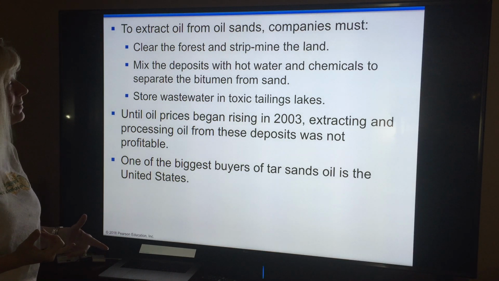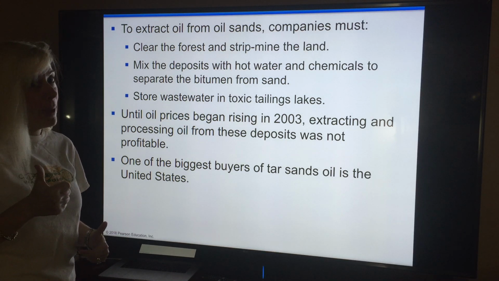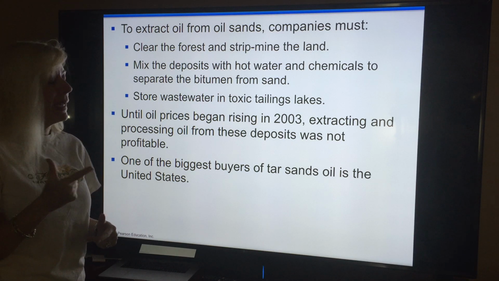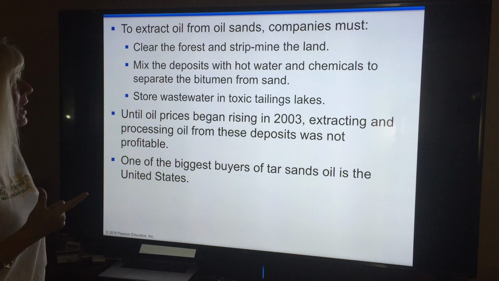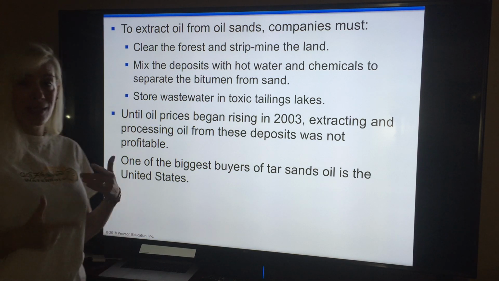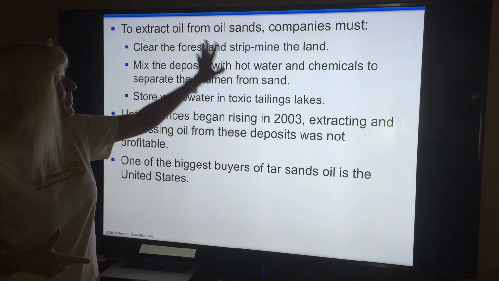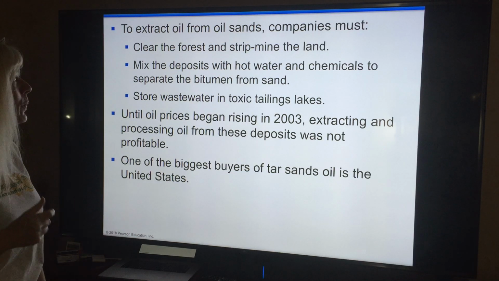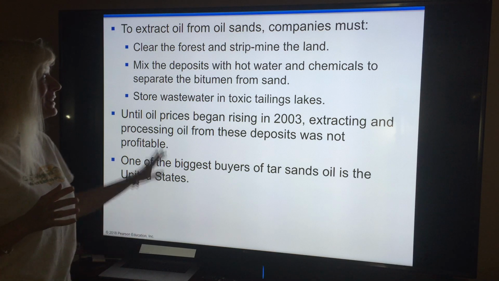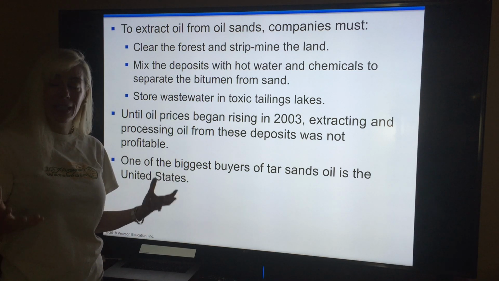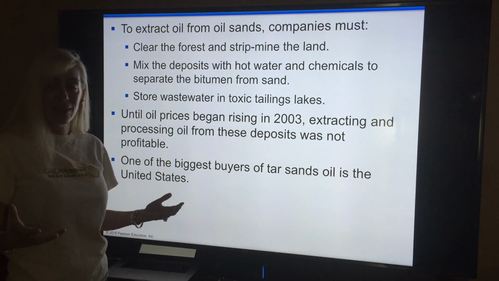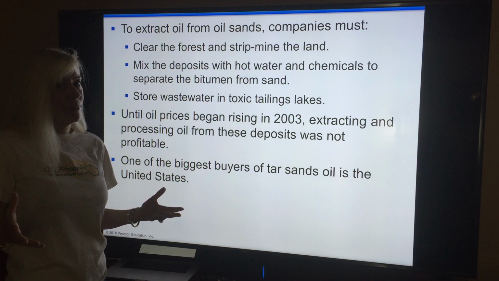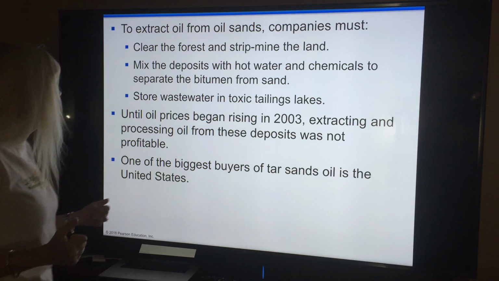So, to extract it, what do you got to do? Clear the forest. Number 1, bad, right? Strip mine the land. Number 2, bad. Mix deposits with hot water and chemicals to separate them. Now, what do you think that mixture is? Bad, I know. Store the wastewater in toxic tailing lakes. They lined them in theory, hoping that it doesn't contaminate the area around it. We already know. Bad plan.